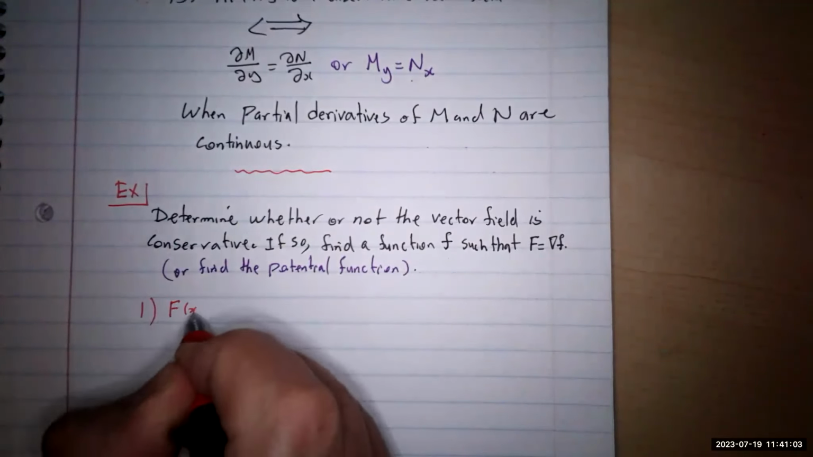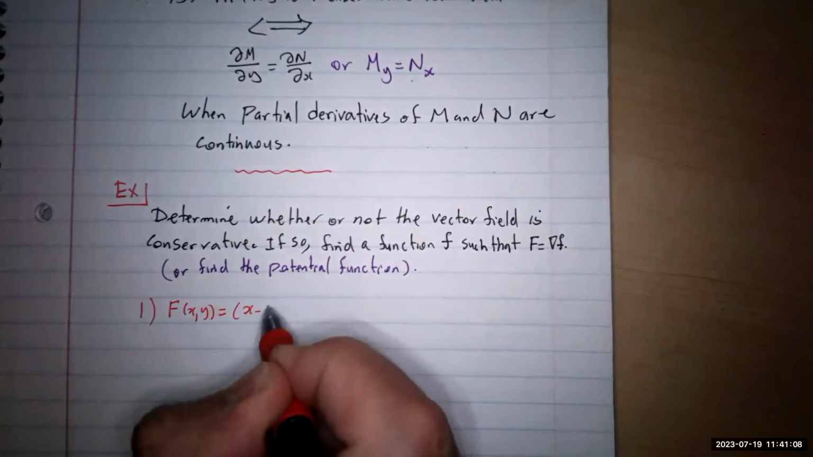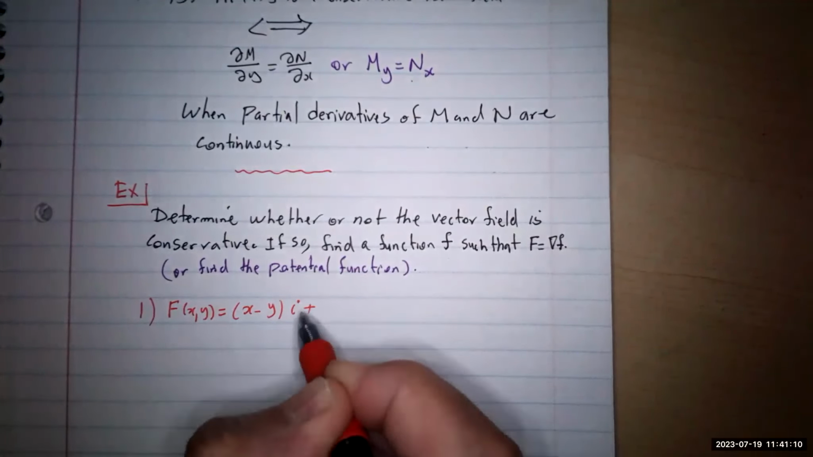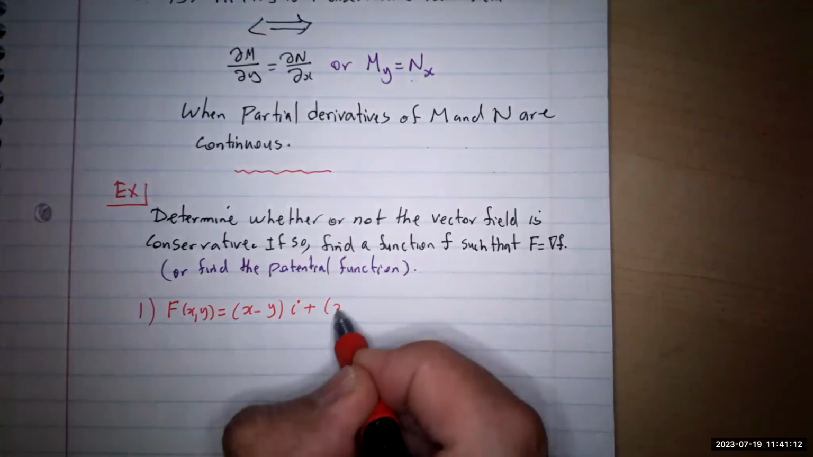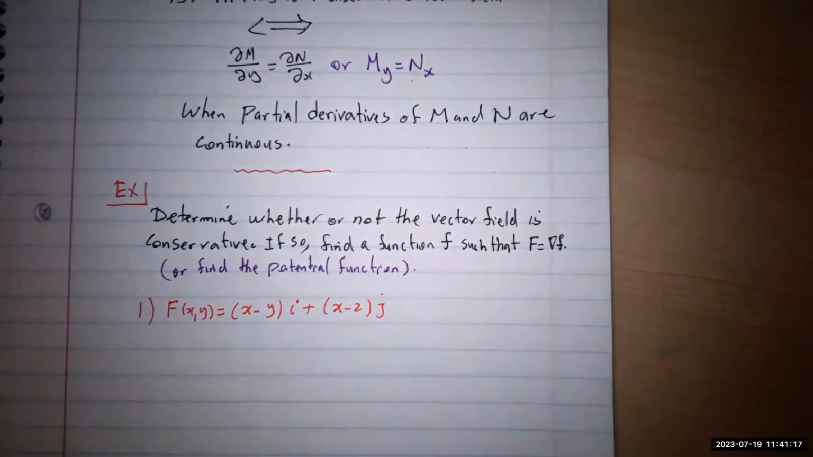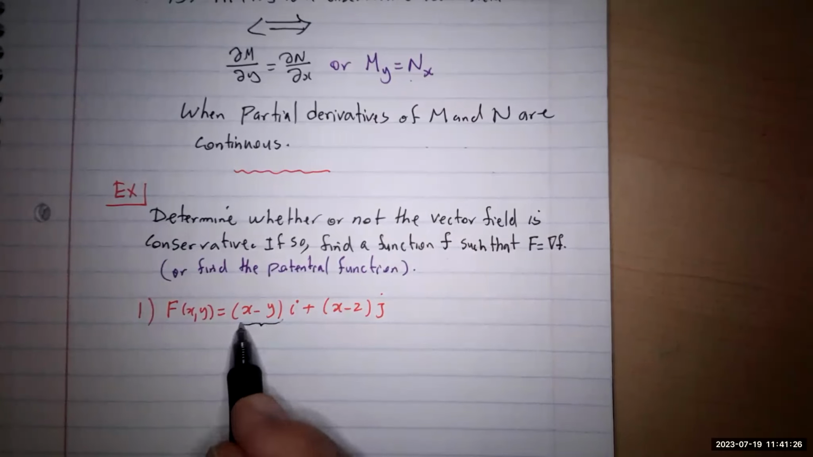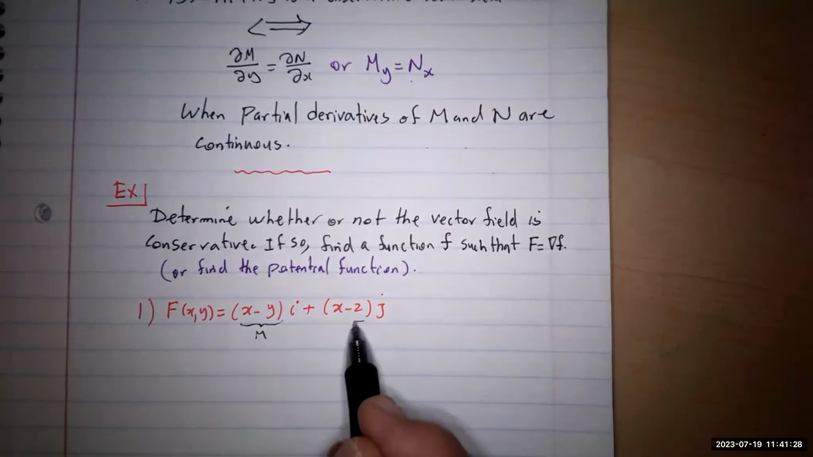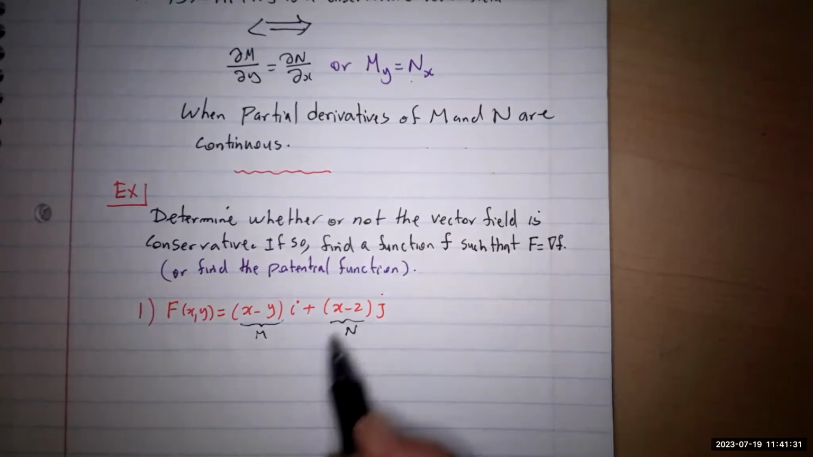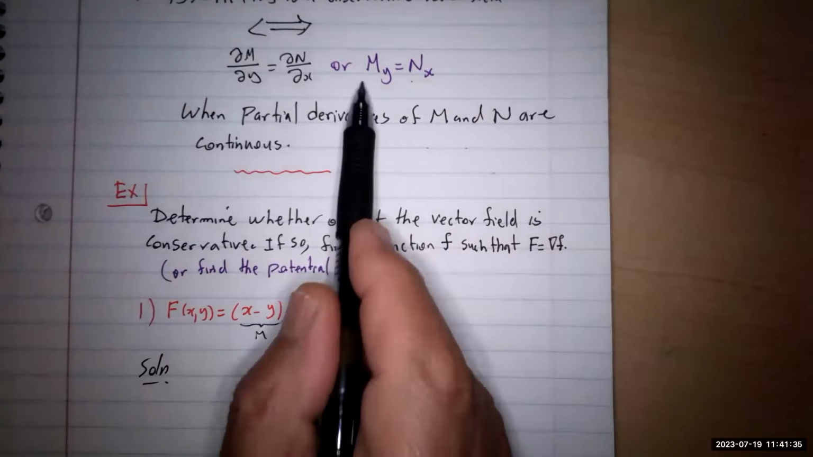The function is f of x, y equal to (x minus y) times i plus (x minus 2) times j. This is your function. Its domain is R2. Our notation is going to be standard, so this is the one that you call M, and this is the one that you call N. So, solution: you get M and N, and you check this condition.